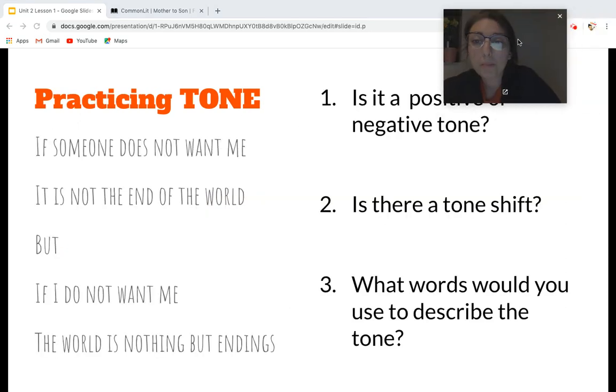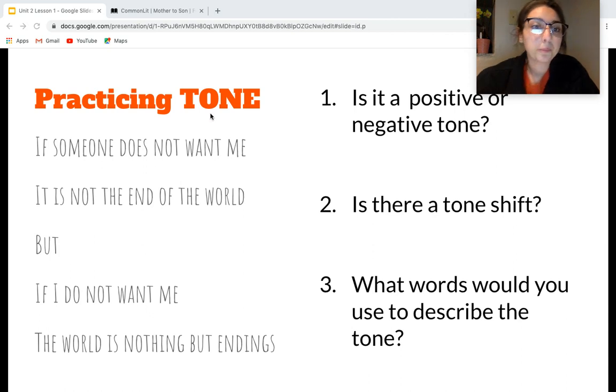Okay, we're going to practice this a little bit. So it says practicing tone. Here's a poem that I'm going to read to you, and we're going to answer these 3 questions. So it says, if someone does not want me, it is not the end of the world. But if I do not want me, the world is nothing but endings.